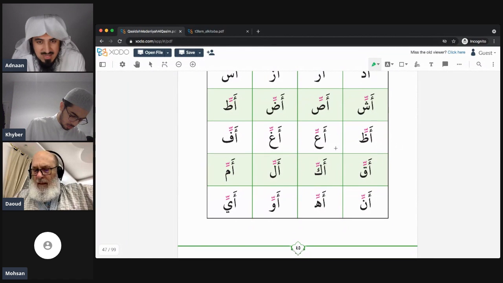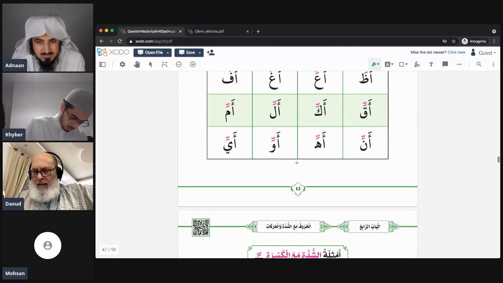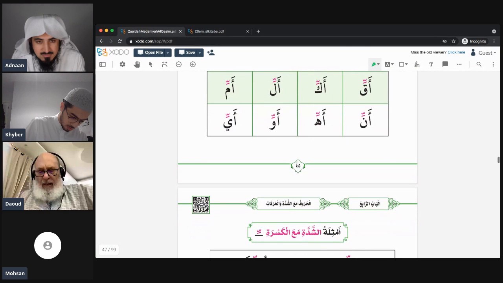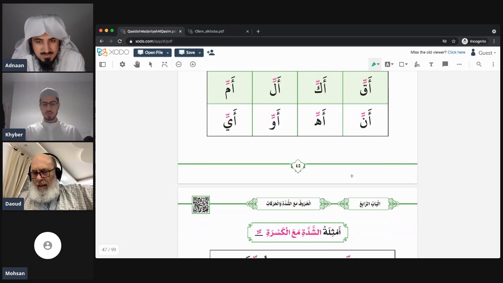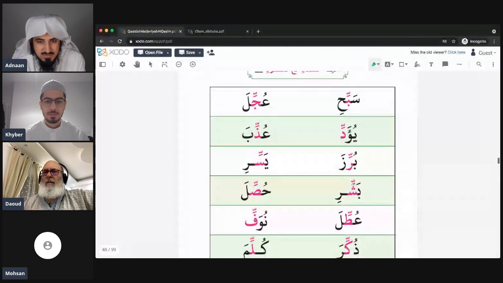Atti, and the next. A'i, aghi, afi. Aki, ali. Ami, ani, ami, ani, anni. Ahi, awi, ayi. Ahsant. Moving on to the exercise.